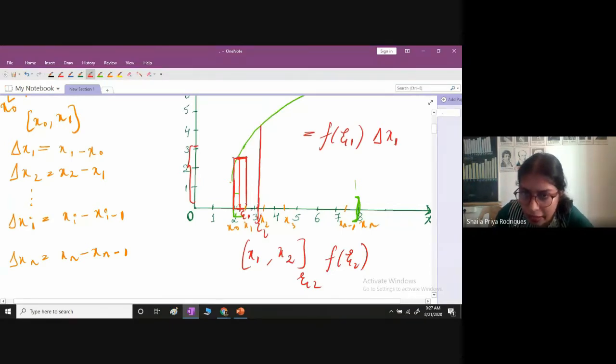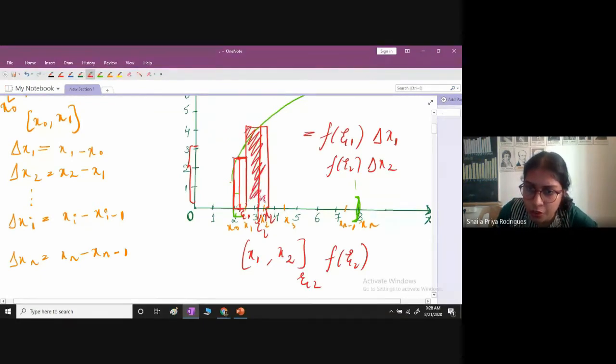Then if you multiply f of xi2 with the length of the second subinterval, that's delta x2, it's going to give you this rectangle. This is supposed to be x2. This is the area that you're going to get when you multiply f of xi2 with delta x2. This is the area that you get when you multiply f of xi1 with delta x1.